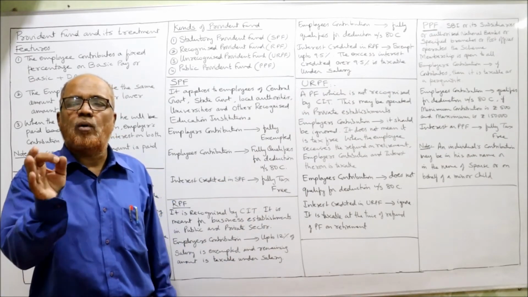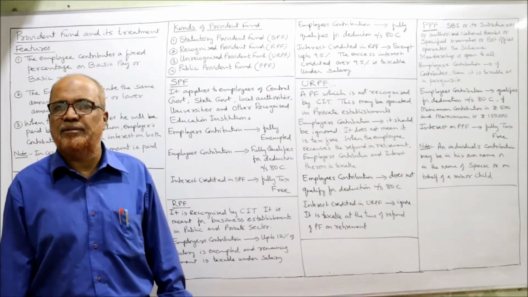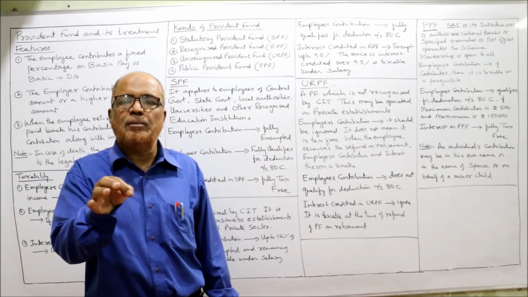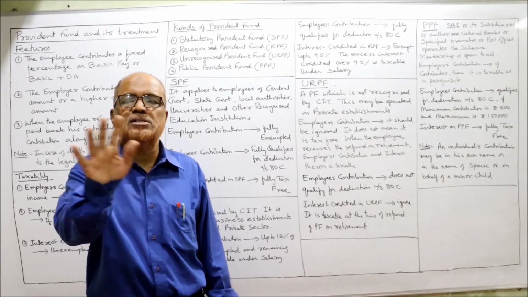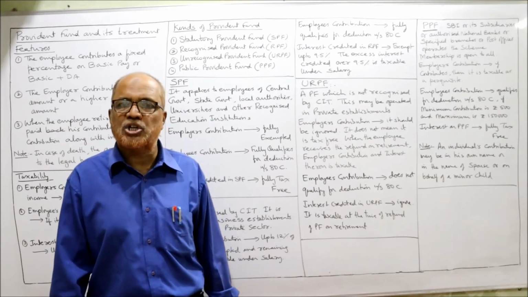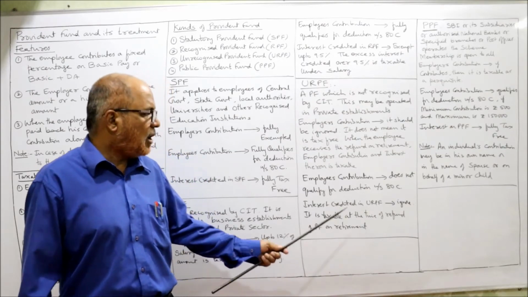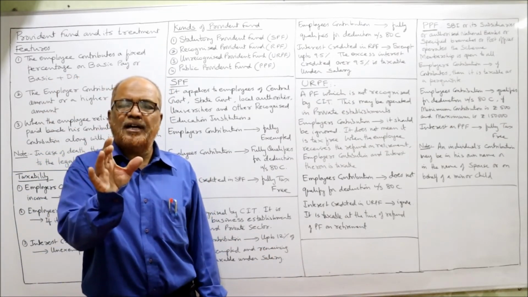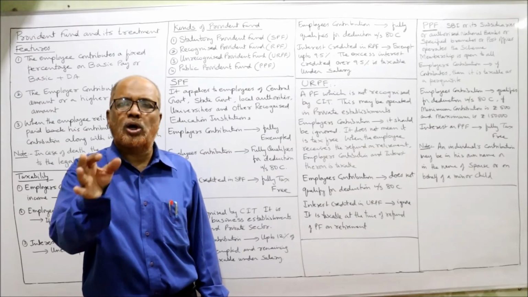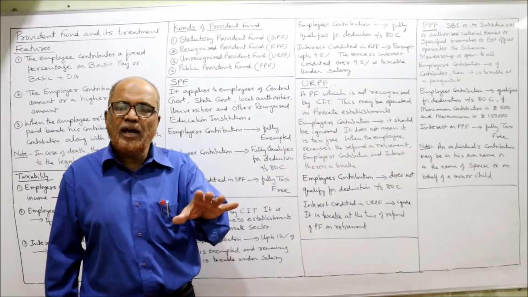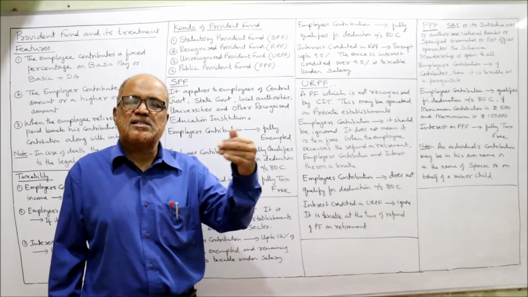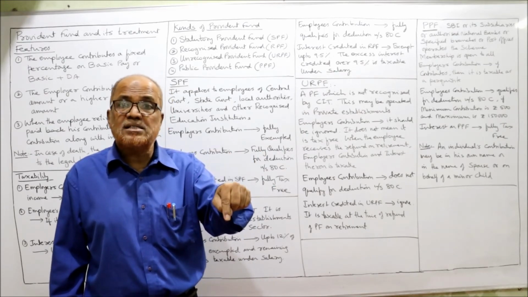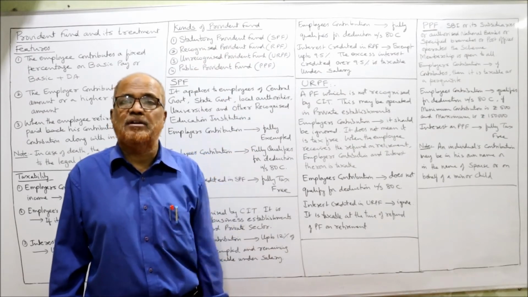RPF fully qualifies for deduction under section 80C, whereas the employee's contribution to URPF does not qualify for deduction under section 80C. Now, interest credited in URPF should be ignored right now. Ignoring again does not mean that it is tax free. It is taxable. The interest is taxable at the time of retirement.